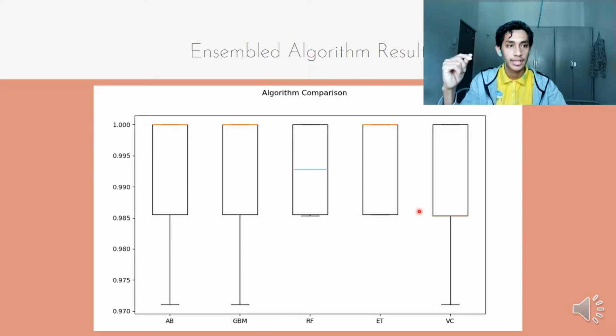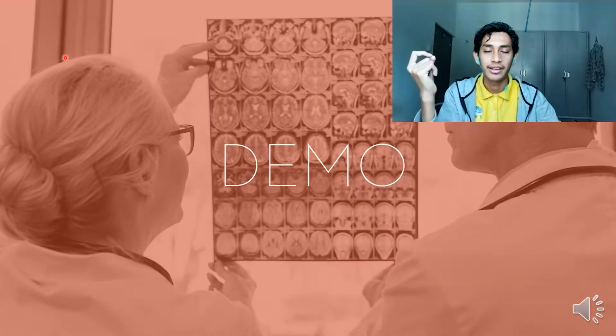And the lowest median accuracy is at the voting classifier. This is because only 2 of our original algorithms are getting accurate results and the others are getting inaccurate results. This will drop the average accuracy of the voting classifier. On the next slide, I will demo our project.